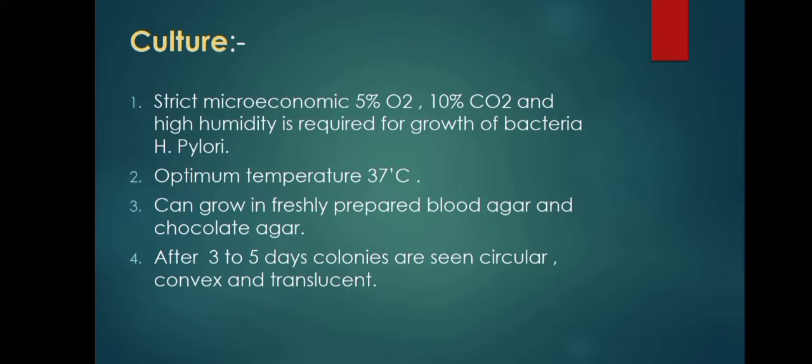Now, how can we culture the bacteria? First, strict microaerophilic conditions, 5% oxygen, 10% carbon dioxide and high humidity are required for growth of H. pylori. Optimum temperature is 37 degrees Celsius, and it can grow in freshly prepared blood agar and chocolate agar. After 3 to 5 days, colonies are seen circular, convex and translucent.